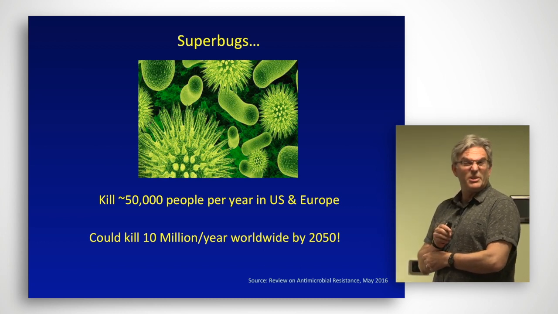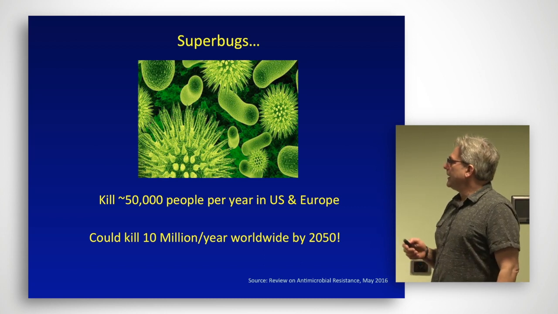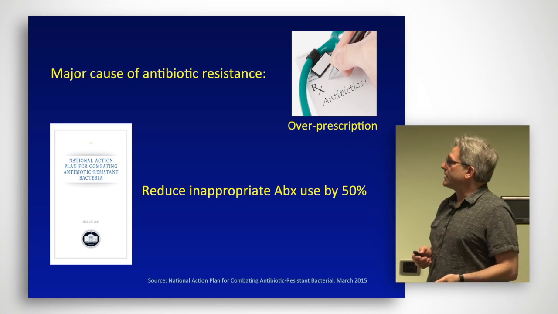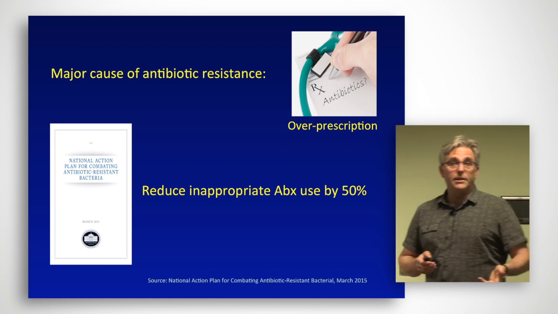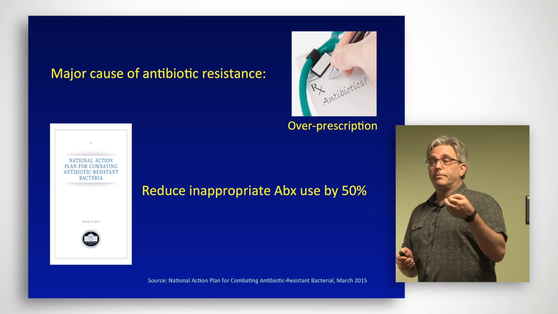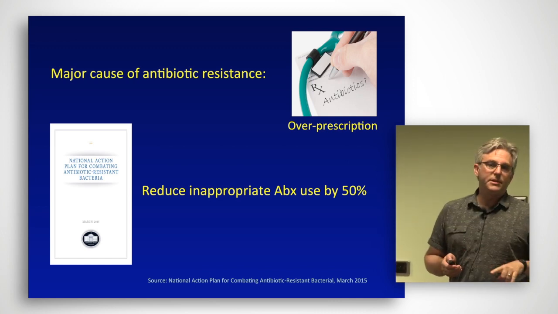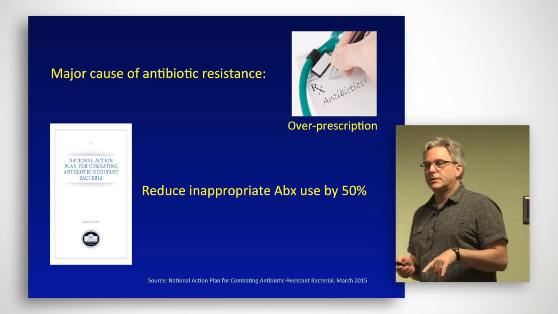One person every 3 seconds, I think that is. So this is a pretty serious problem. And a major cause of antibiotic resistance, well, about half of it is putting antibiotics in animal feed, which we really need to stop doing so much. But about half the problem has been attributed to overprescription of antibiotics.